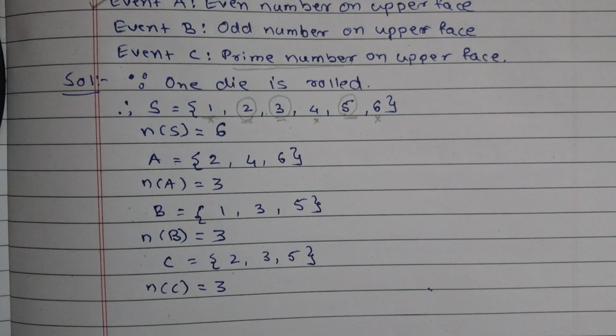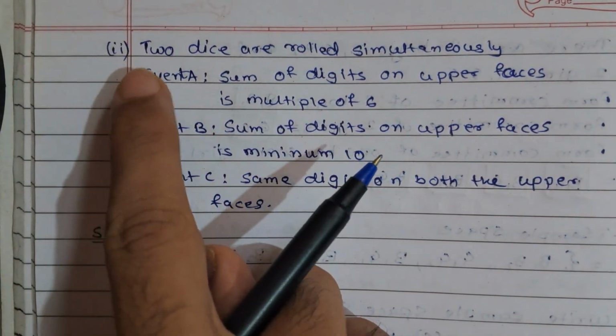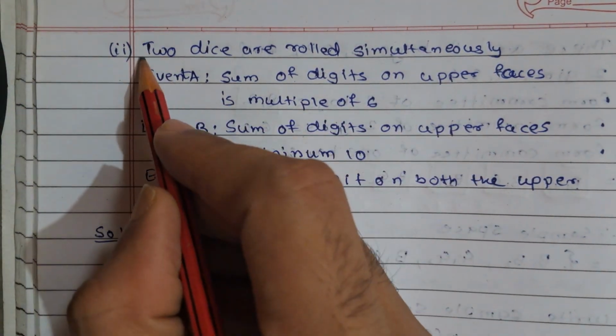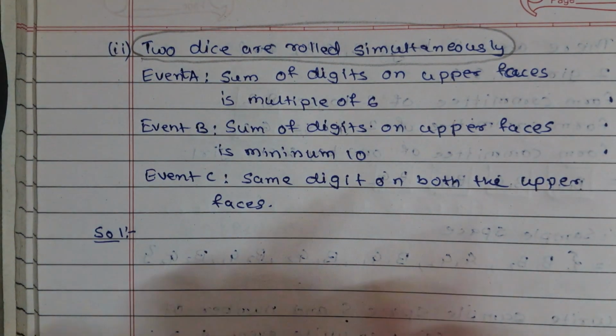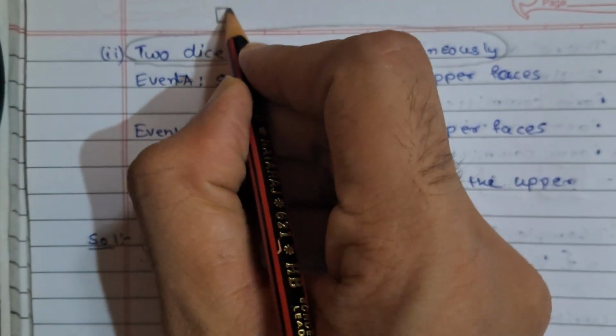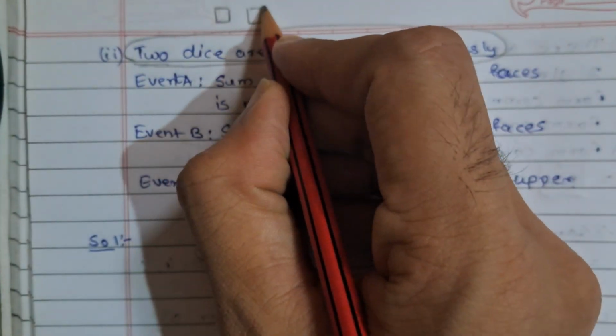Let's see another example. So let's see this example now. It says 2 dice are rolled simultaneously. Same as the previous sum, but this time we are throwing 2 dice simultaneously. So let's think about what this means. I am throwing 2 dice at the same time.